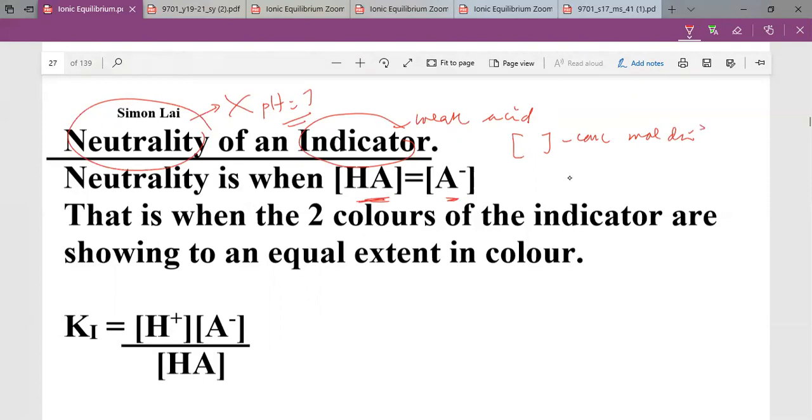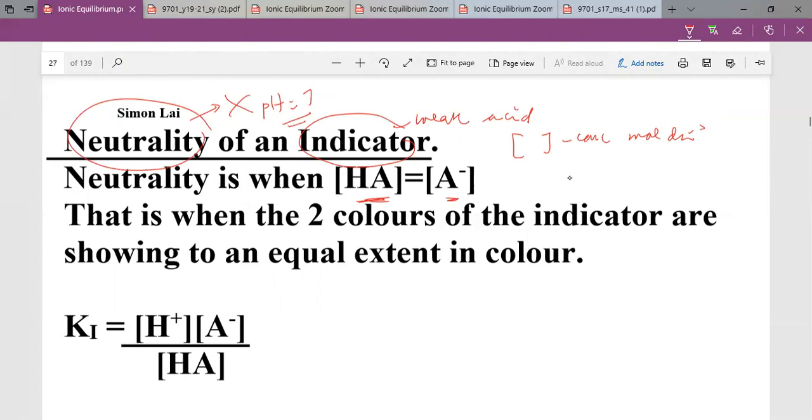Phenolphthalein is colorless at very low pH and red at very high pH. That means the middle point, when HA and A minus are both equal, is faint pink. Methyl orange is red and yellow, so the middle point, an equal amount, is of course orange. And for your bromothymol blue or bromophenol blue, yellow and blue, the middle point is green. So remember, when they are both the same.